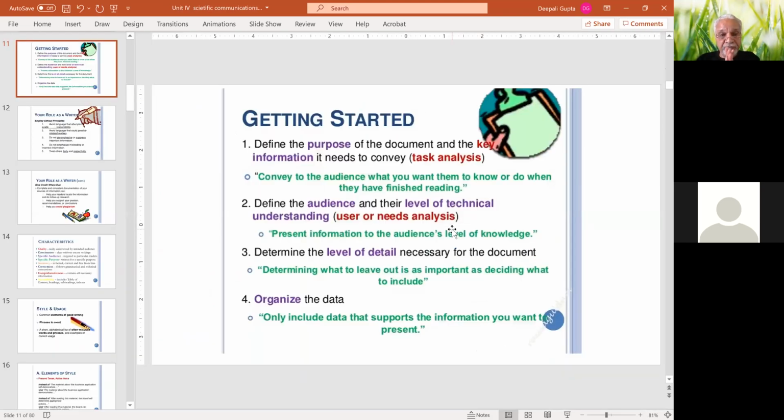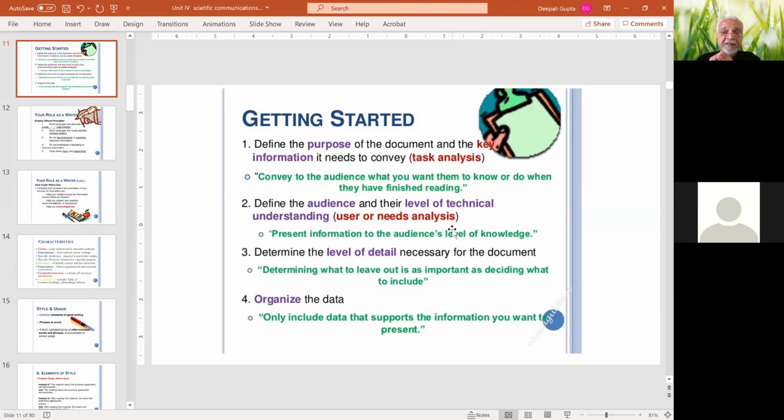How, if you have to make a writing, technical or scientific, how do you get started? First of all, you have to define the purpose of the document you are trying to prepare. That is the first step, that you should know very clearly and in a defined manner what the purpose of the document you are preparing is. And then you should also define the audience, the single reader or group of readers for whom you want to prepare the document.